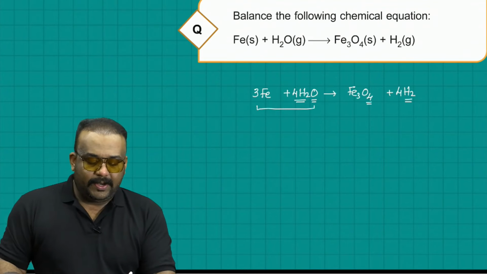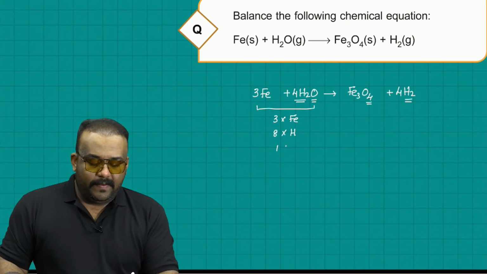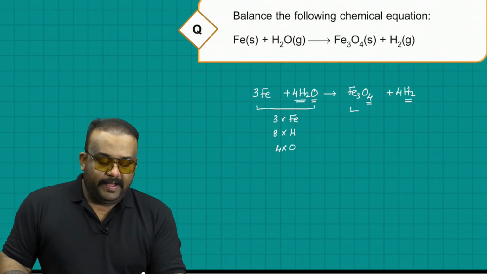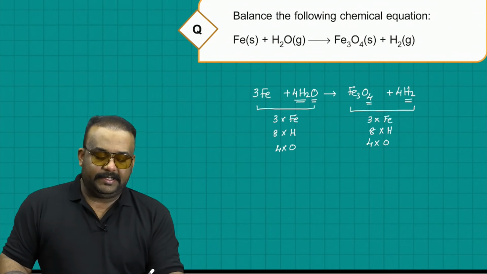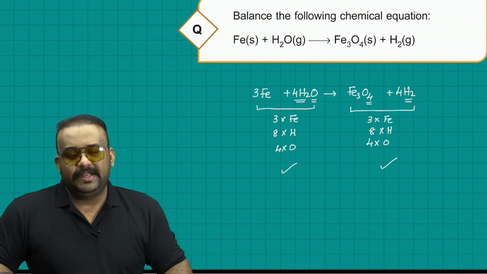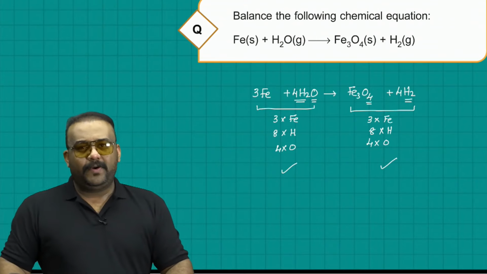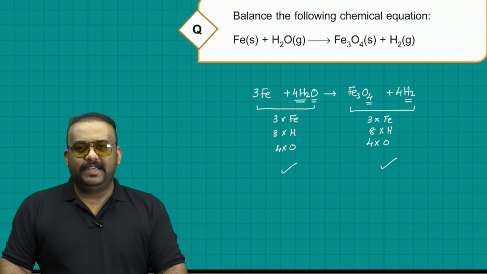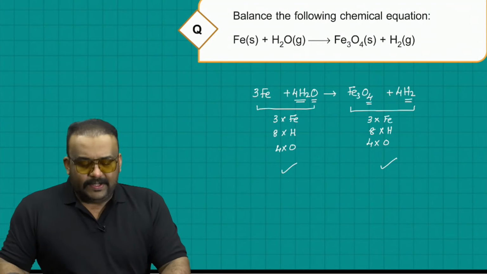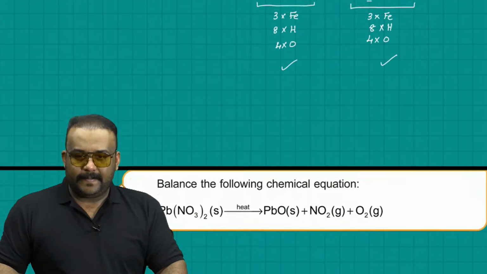Now you can see that the total number of atoms on the left side are 3 iron atoms, 8 hydrogen atoms, and 4 oxygen atoms. Whereas on the right hand side also, we have 3 iron atoms, 4 oxygen atoms and 8 hydrogen atoms. Now we can say this equation is balanced. I hope you understood the idea of the law of conservation of mass and balancing the chemical equation. So let's move on to the next question.